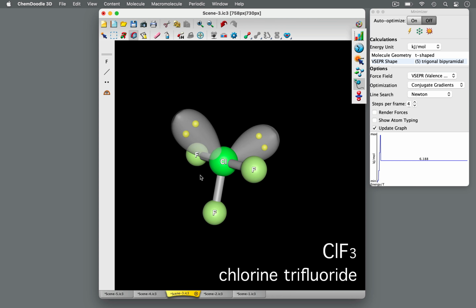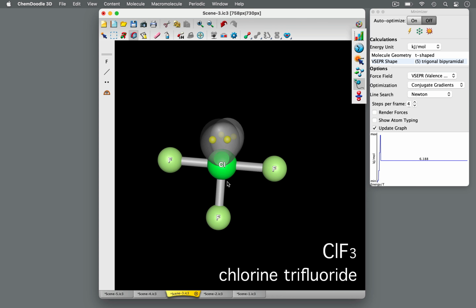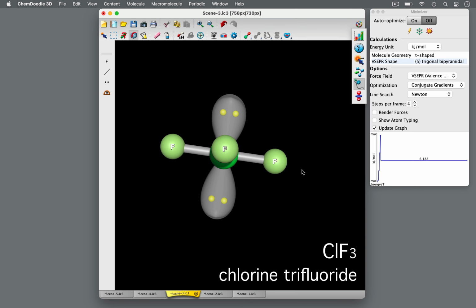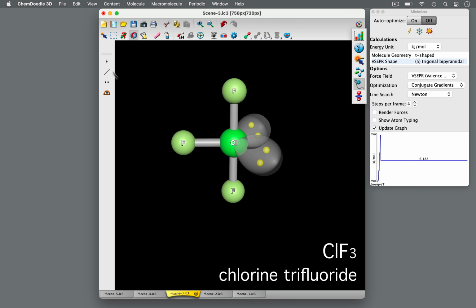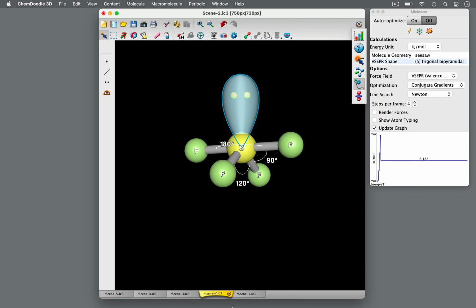When oriented in this way, we see that it's aptly named T-shaped because the atoms form the letter T. In this T-shaped molecule, 2 atoms of fluorine are axial, one above and one below the central chlorine atom. The third fluorine atom and 2 lone pairs are equatorial. Recall that in a seesaw shape, the lone pair in the equatorial position has more space than in an axial position, thus minimizing electrostatic repulsion.